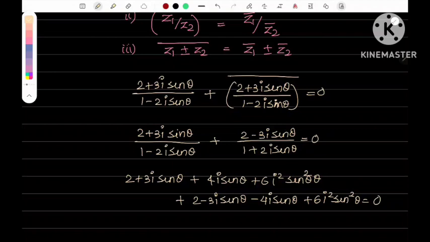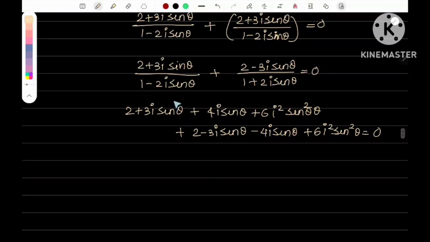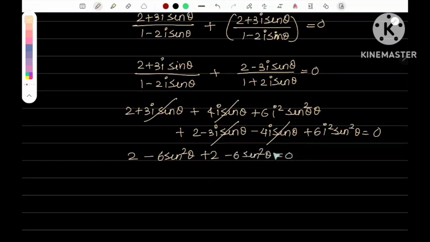Okay, so 3i sin theta, 3i sin theta gets cancelled. 4i sin theta will also get cancelled. Now I am left with 2 minus, i square is minus 1, 2 minus 6 sin square theta, plus 2. This also, i square is minus 1, minus 6 sin square theta equal to 0.